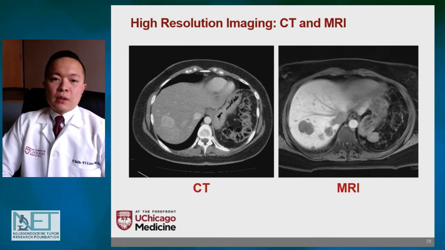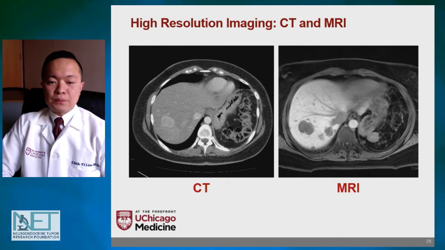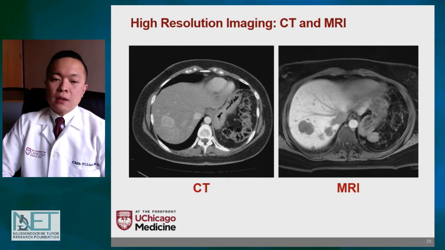One of the most important things in diagnosis and staging is getting high-resolution imaging to determine the extent of the cancer. And so some of the ways we can accomplish this is by doing CT scans and MRIs. So here are the CT and MRIs from one of my patients.